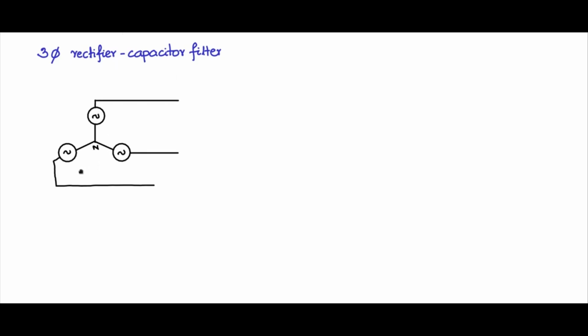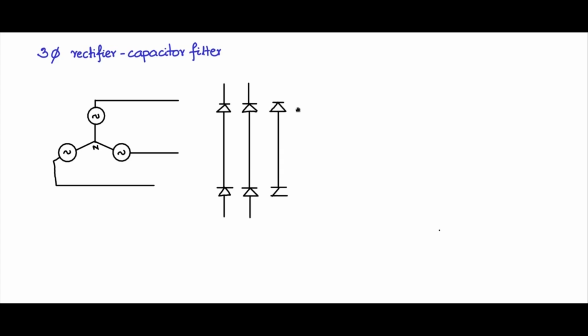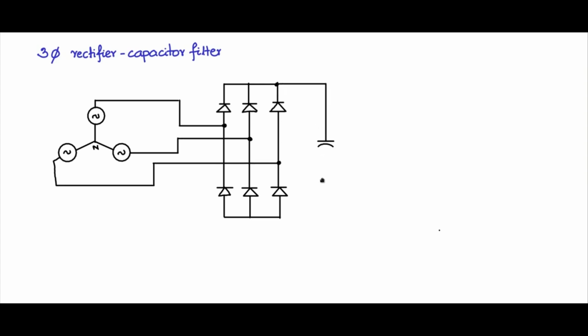And these three line voltages, you bring it out and let us connect it to the diode bridge. Now you have a three-phase diode bridge, one for each phase, and connect the phases in this manner. Then output of the diode rectifier, you connect the capacitor and then the load resistor.